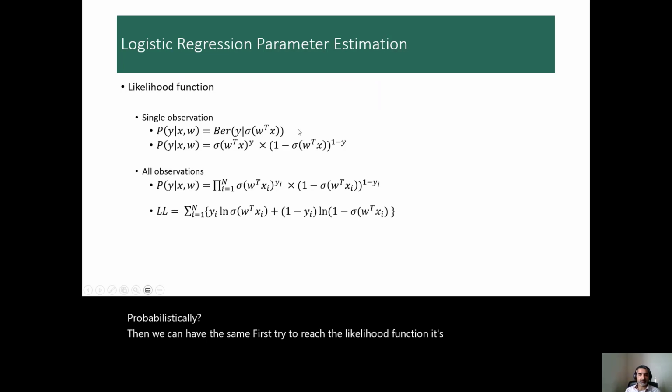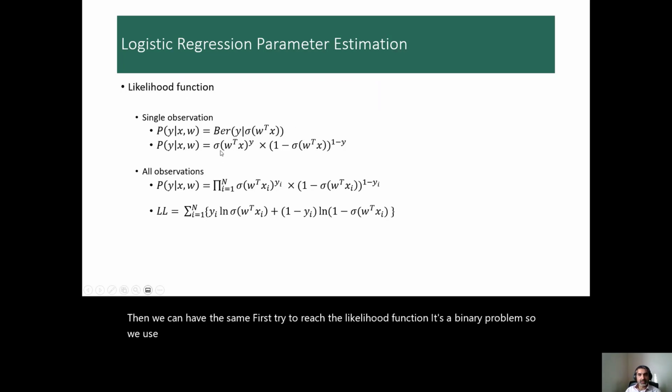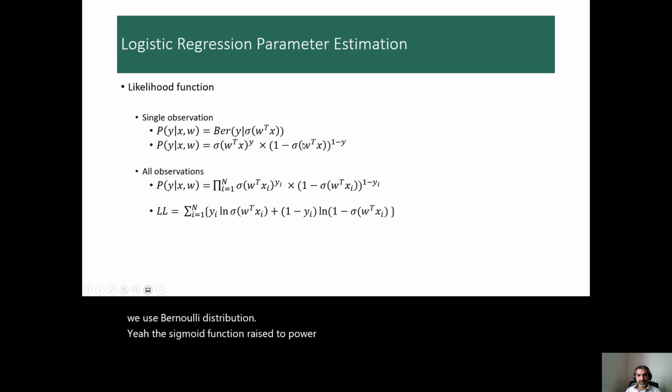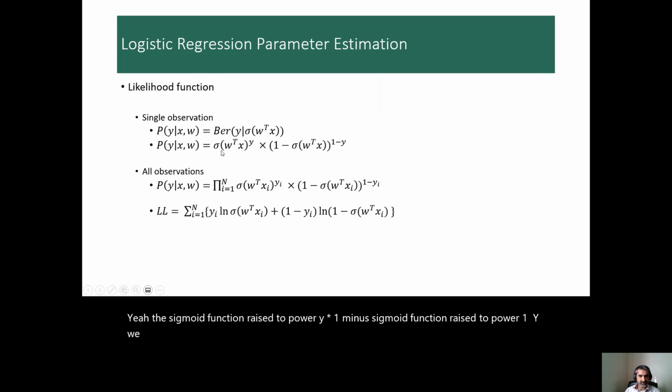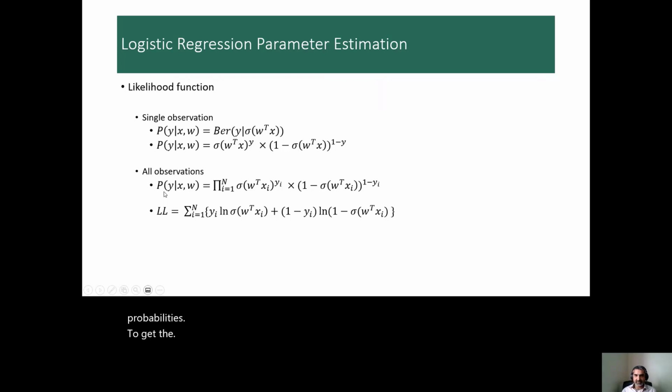It's a binary problem, so we use the Bernoulli distribution: the sigmoid function raised to power y, multiplied by 1 minus sigmoid function raised to power 1 minus y. We know this from the previous sections when we opened the Bernoulli equation. So this is going to be very useful for one example. For all observations, we assume that every example is independently and identically sampled, so we can easily multiply all the probabilities to get the probability of y given x and w for the whole data set.